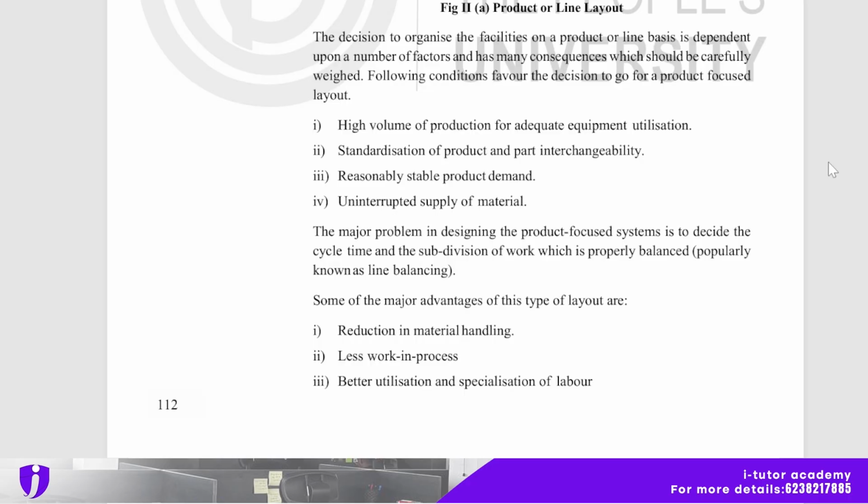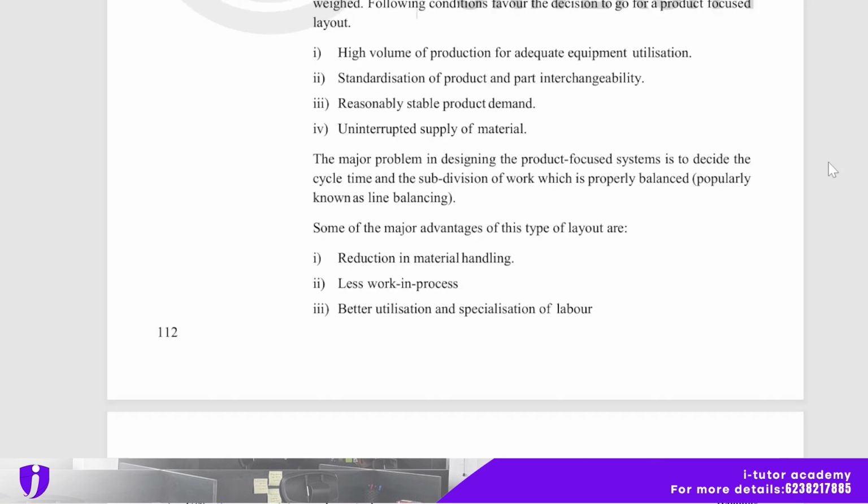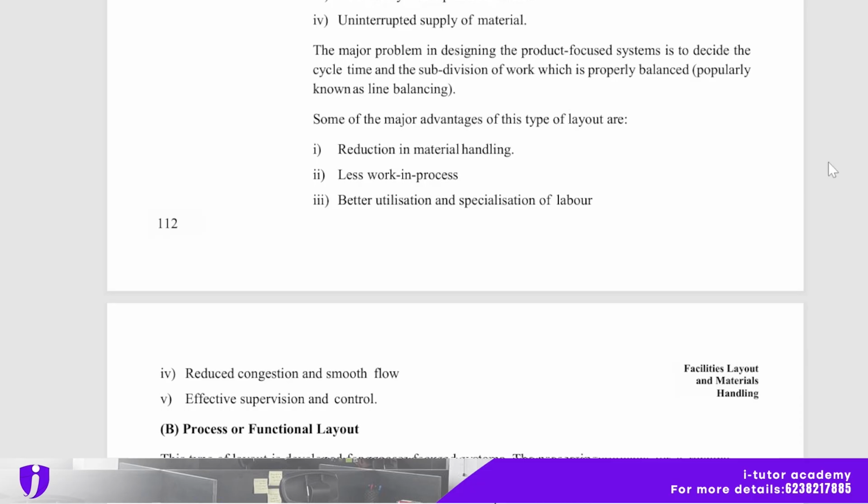The decision to organize the facilities on a product or line basis is dependent upon a number of factors and has many consequences which should be carefully weighed. The following conditions favor the decision to go for a product focused layout: high volume of production for adequate equipment utilization, standardization of product and part interchangeability, reasonably stable product demand, and uninterrupted supply of material. The major problem in designing the product or focused system is to decide the cycle time and the subdivision of work which is properly balanced.